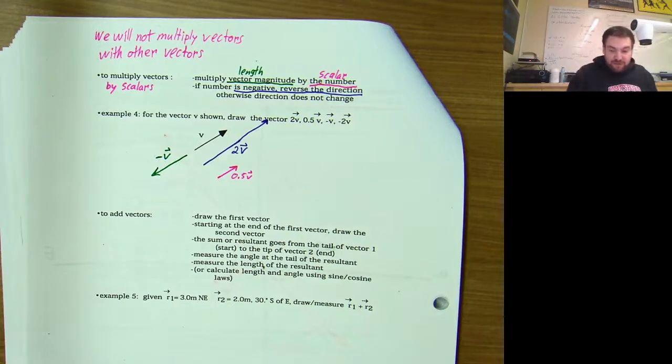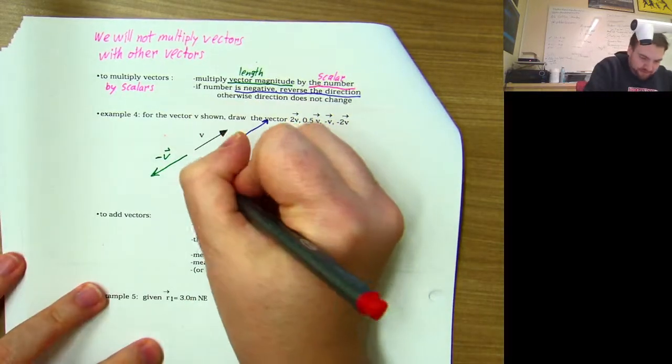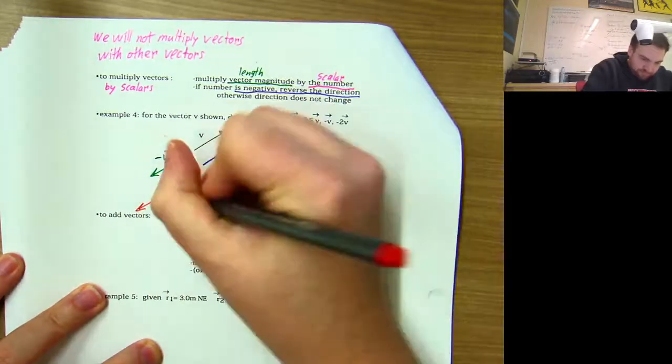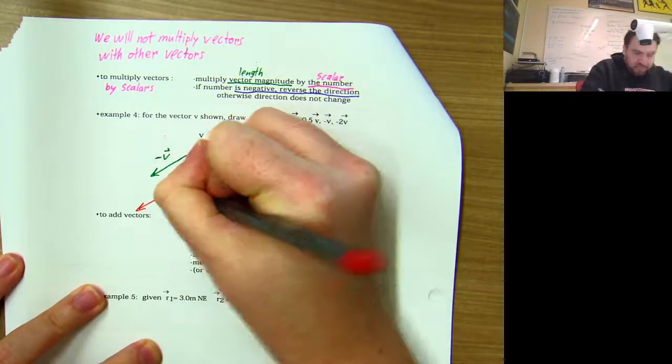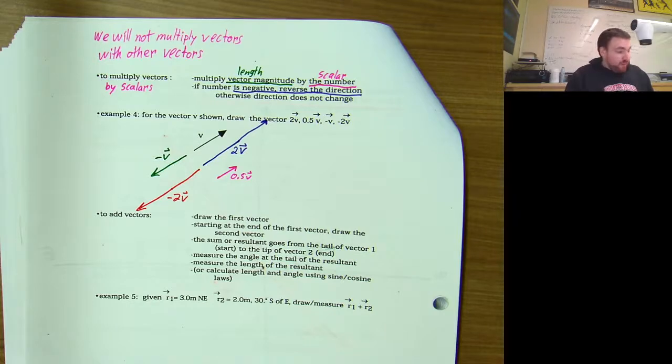And I want -2v, so it's going to be flipped and twice as long. So I'll have a vector that looks like this. -2v. Relatively straightforward, I think. Okay, so that is multiplying vectors by scalars. Now we're going to add vectors. This one is a little bit different.